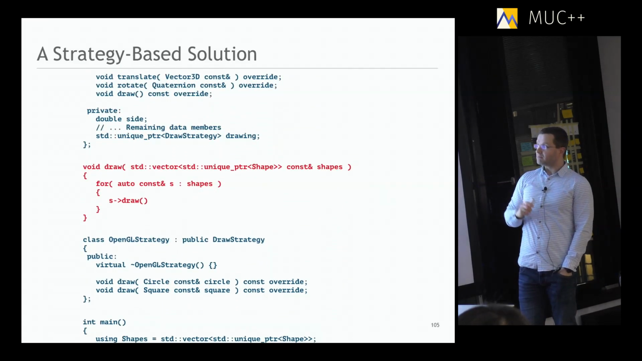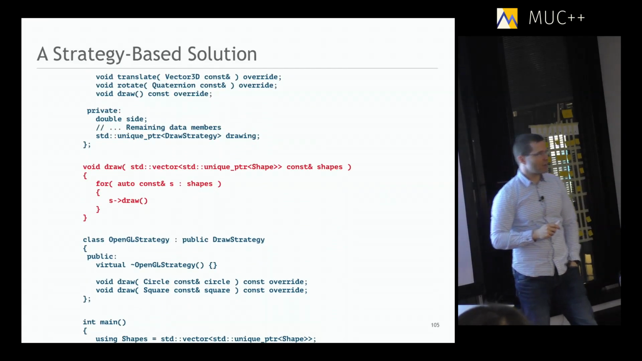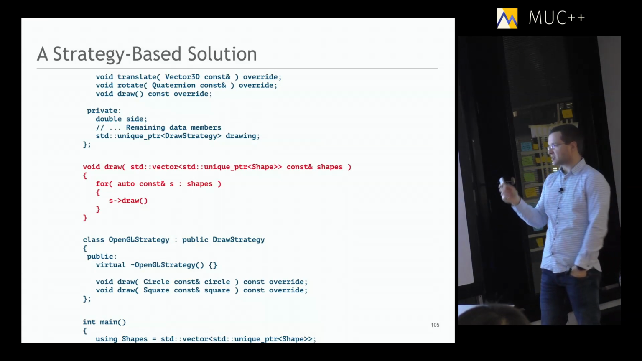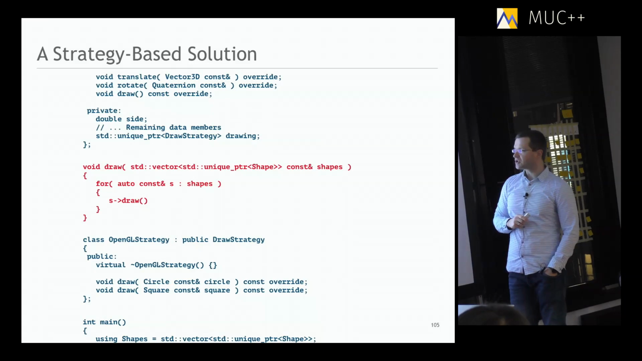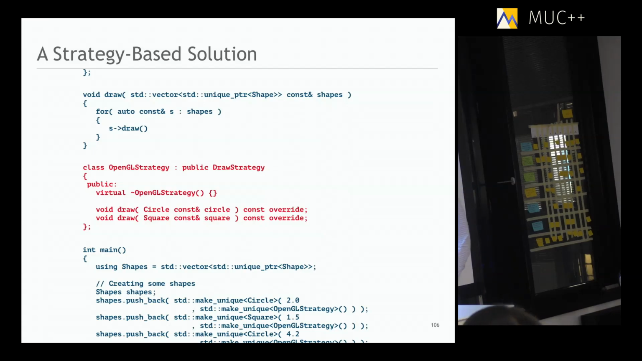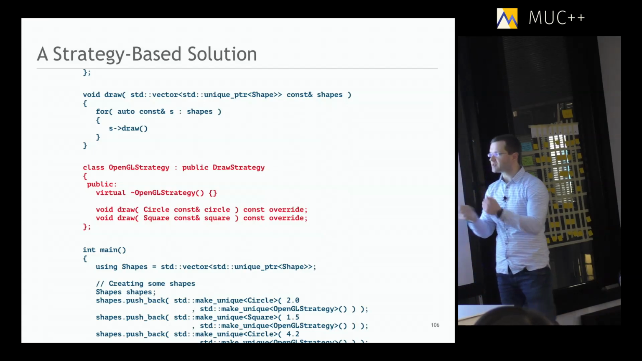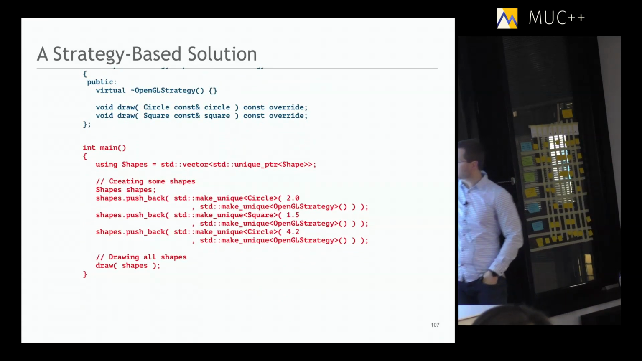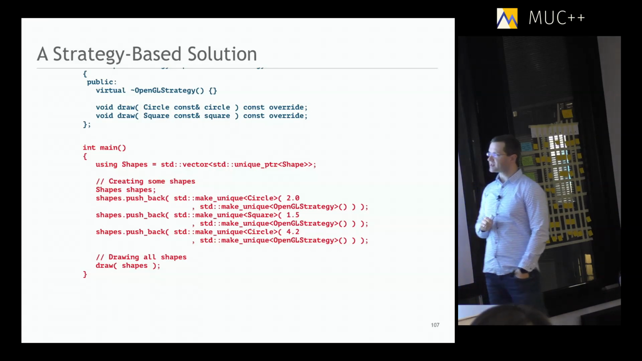Now, drawing is as simple as it was before in the OO solution. I just call draw on every shape. So this is not a problem. Now I just have to provide a strategy, an OpenGL strategy. Why not? I implement how to draw a circle and a square by means of OpenGL, and this will work nicely. And so in the main function, I can now say, well, I need a circle with radius 2, and additionally, please use the OpenGL strategy.